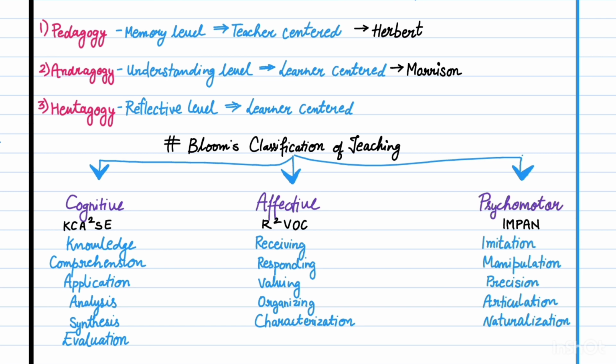Second level after pedagogy, we have andragogy. So andragogy is the understanding level. This is learner centered, and it was given by Morrison. In this, it is memory plus insight, as it goes beyond just memorizing facts. The memorizing of facts was done in the first stage, which is your pedagogy, where the learner was focused on memorizing concepts. But here in andragogy, it provides more and more opportunities for the students to develop intellectual behavior.